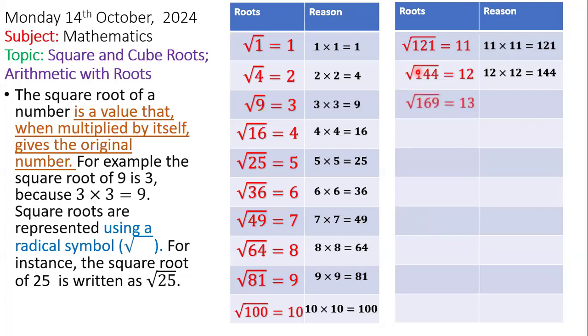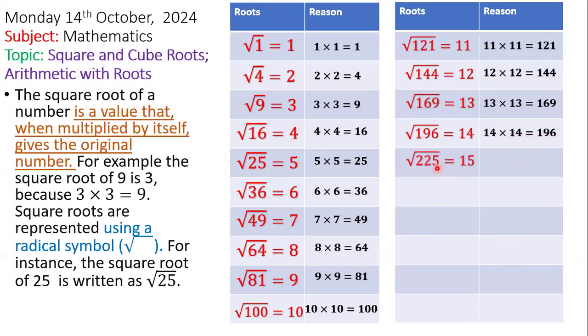Next, what is the square root of 169? 13. Why? Because 13 times 13 equals 169. Very good. Now, what is the square root of 196? 14. Why? Because 14 times 14 is 196.